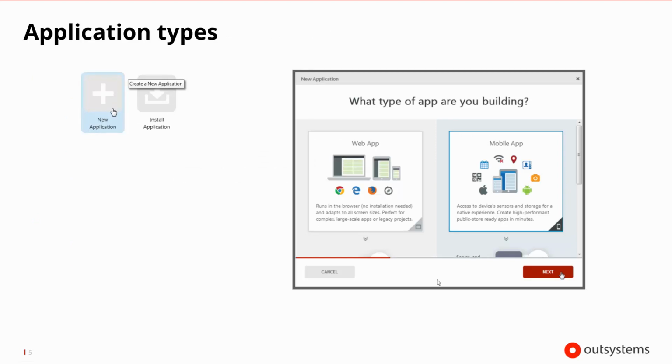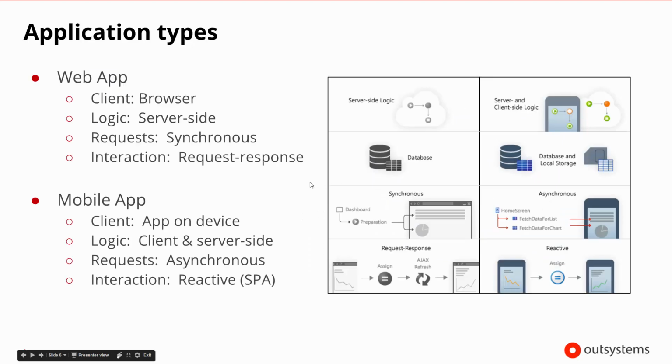So let's think about this and look at something a little more concrete, because there are a lot of ideas there. There are different types of application types. So when we go to create a brand new application in OutSystems, we'll choose web or mobile. And once we choose our type, that sort of gives us the interaction pattern that I mentioned earlier.